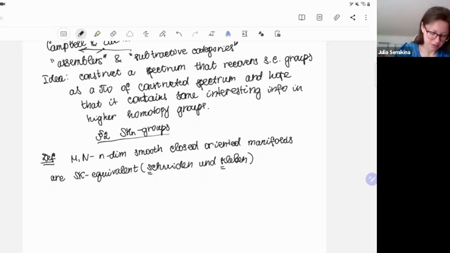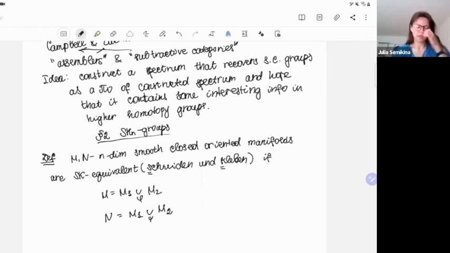So they are SK equivalent if we can write M as a union of two submanifolds glued along some diffeomorphism, and N the same two pieces, but glued along another diffeomorphism.